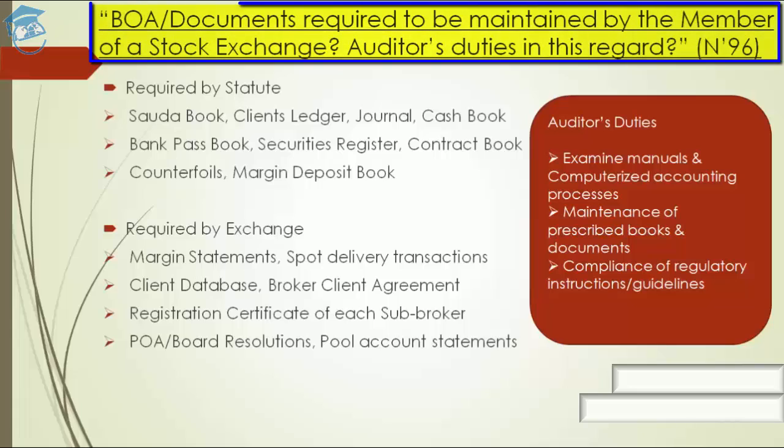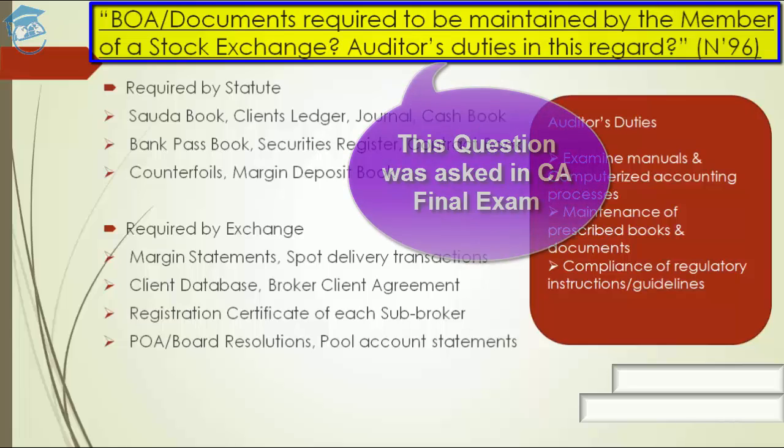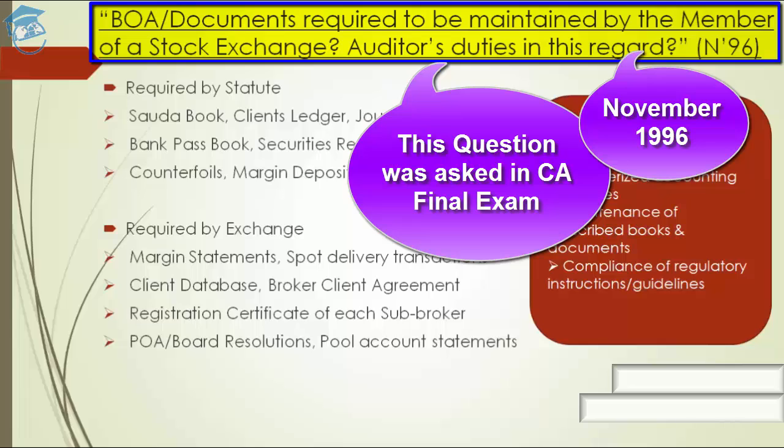topic, and that will be BOA, that is Books of Accounts, Documents, required to be maintained by the member of stock exchange. Auditor's duties in this regard. This question was asked in CA final examination from November 1996. So, are you guys ready for this particular thing to be understood?